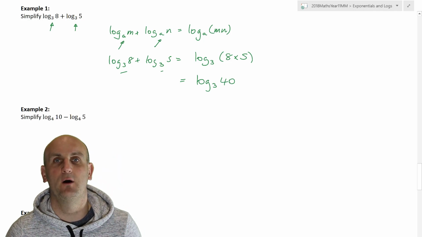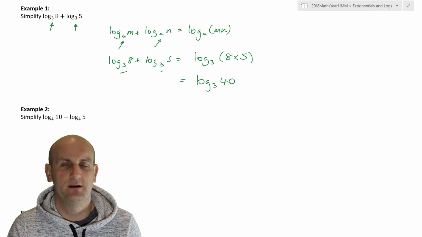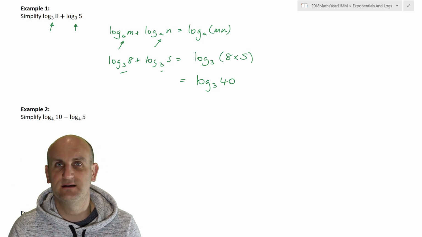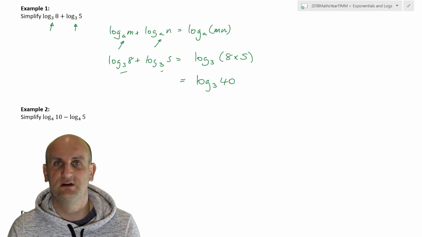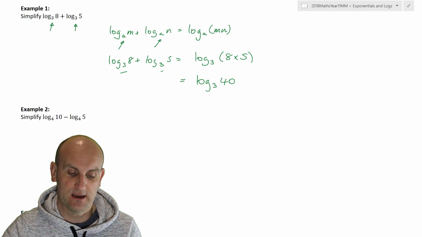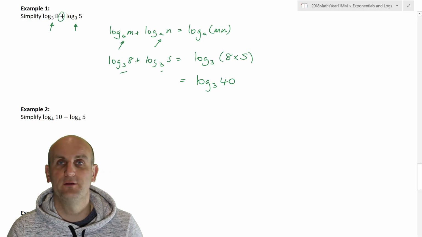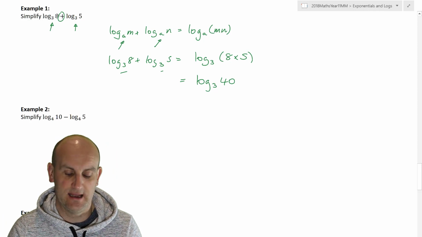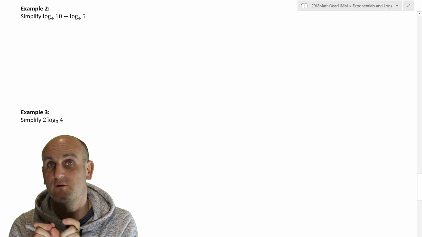Now you're going to turn around and go, whoa, I can't work that out in my head. And no, you're not supposed to. This is about simplifying, and evaluating comes a little bit later where you've got to find a specific value, because 3 to what power gives me 40? Well, not a whole number. So in that situation, I'd use my calculator. So when we add logs, we multiply the two values together, in this situation, 8 and 5.